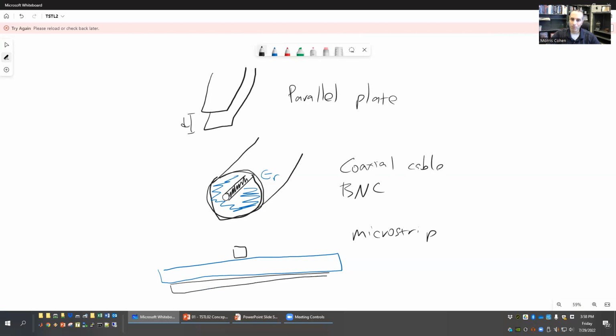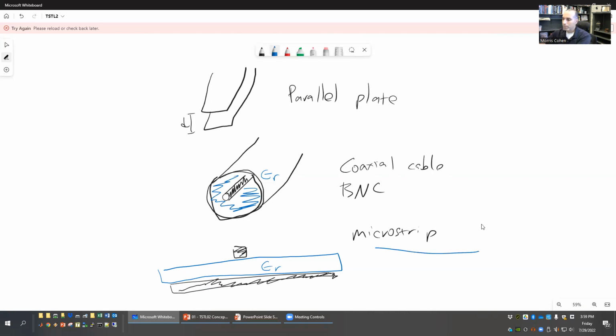So this is the microstrip: one conductor down here, one thin conductor on the top, which is basically a wire, and in between is a dielectric. This is what your circuit board is made out of. And this is called a microstrip. Most traces running on a circuit board look like this microstrip. So this is going to be fairly important.